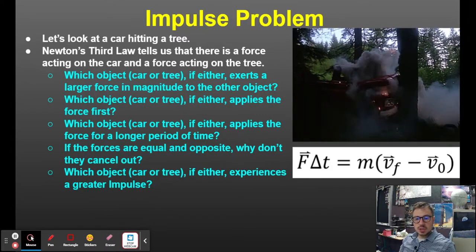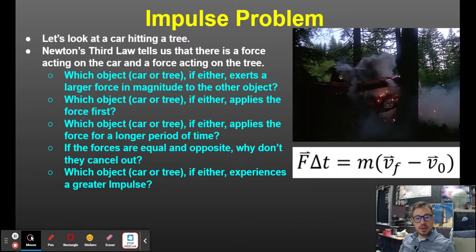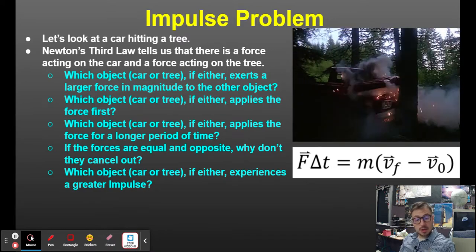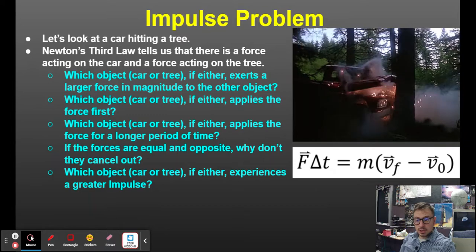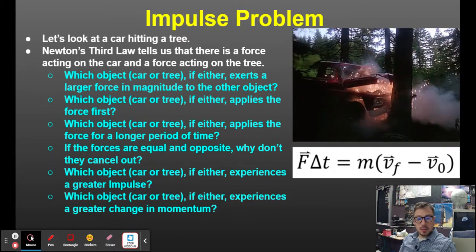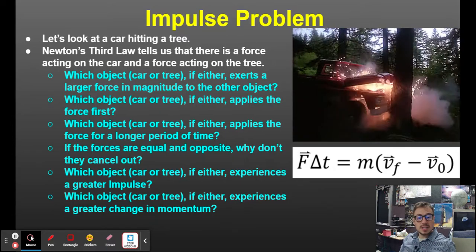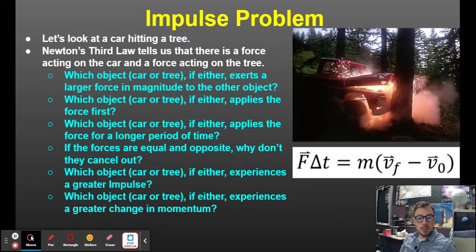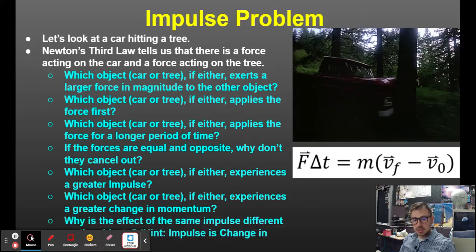So which object experiences a greater impulse? Well, we just determined that the forces applied on each object are the same and they're applied for the same time interval, so the impulses must be the same. Now, which object experiences a greater change in momentum? Well, we just said that the impulses applied to each of these objects are going to be the same, so that means the change in momentum is going to be the same because impulse is change in momentum.